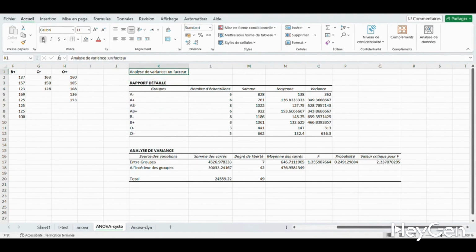ANOVA is a powerful tool for comparing multiple groups simultaneously. If you find a significant difference, you'll need to conduct post-hoc tests to identify which groups are actually different. Try this method in Excel and optimize your medical analyses.